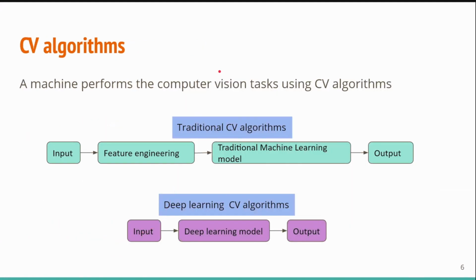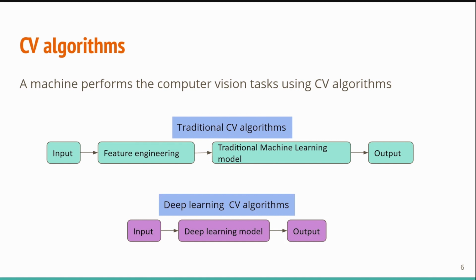Once you have to perform these tasks, there should be an algorithm or some logic behind it. Computer vision has traditional CV and deep learning based CV algorithms. These are the basic pipelines for these kinds of CV algorithms. If you go to traditional CV algorithms, given an input, first it will do the feature engineering. Once the relevant features are extracted, they are passed on to a traditional machine learning model, and then the output depends on the application.